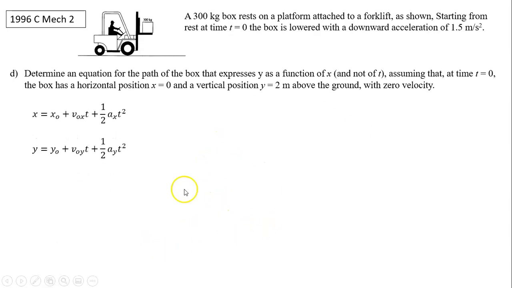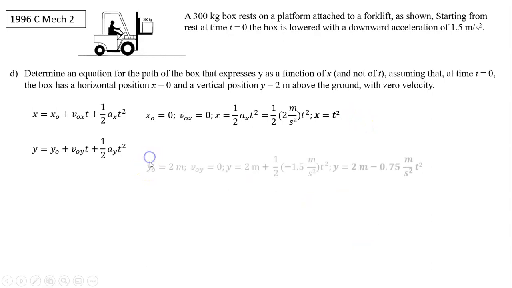We don't know that, but we do know x as a function of t and y as a function of t. Let's see. For x as a function of t, we know it starts at 0. We know there was no horizontal speed, 0 velocity at time equals 0. So x equals 1/2 axt squared. Ax is forward, positive, so that makes 1/2 times 2 meters per second squared times t squared. This gives us x equals t squared.